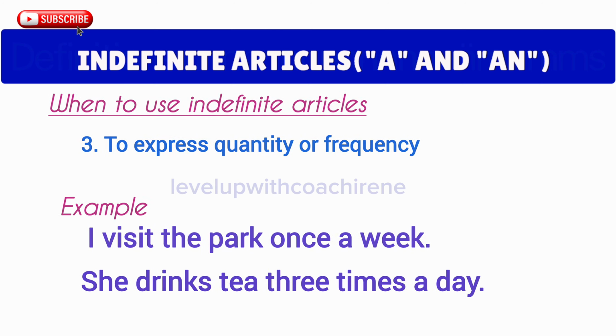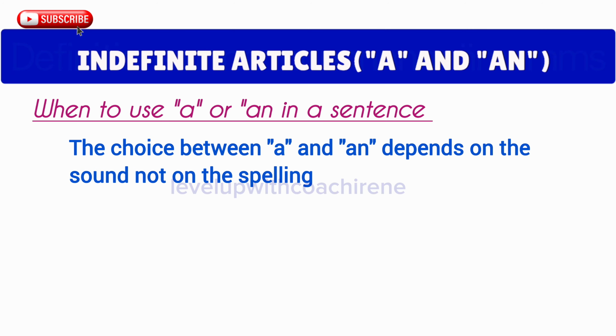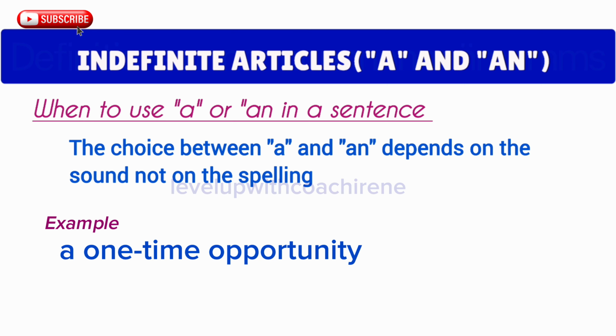Moving on, let us look at when to use a or an in a sentence. The choice between a and an depends on the sound, not the spelling. For example, the word one has the vowel letter O at the beginning of the word. However, when pronounced, it is articulated as consonant sound W, as in one. Therefore, if you want to use one of the indefinite article, it should be a. For example, a one-time opportunity.